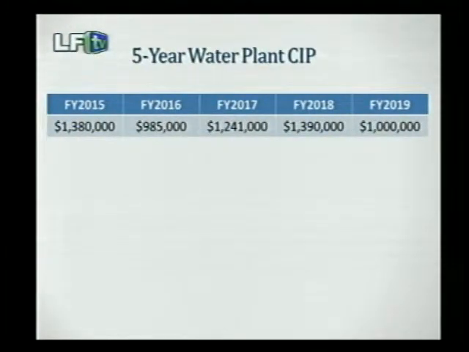In addition to that, these are dollars that are currently budgeted in the 5-year water fund. These are specific to the water plant. Again, the water fund covers not only the water plant, but water main and sanitary sewer. It covers those three items in our capital plan. These numbers are simply for those items and our water plant.